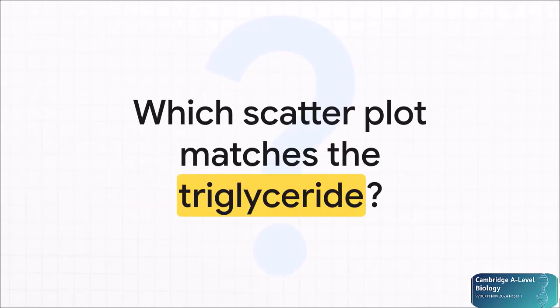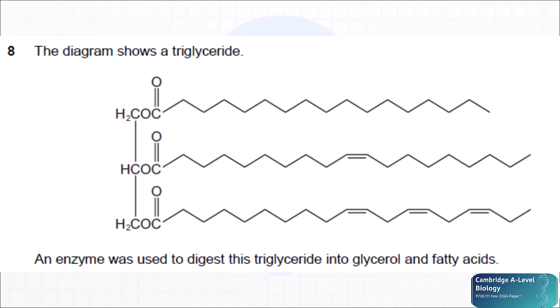Question 8 is all about interpreting data. We see a picture of a triglyceride, and we need to match its 3 fatty acid tails to one of the 4 scatter plots. The plot shows the number of carbon atoms on one axis and the number of carbon-carbon double bonds on the other. Let's get to it. So all you have to do is carefully count what's in those 3 fatty acid chains.